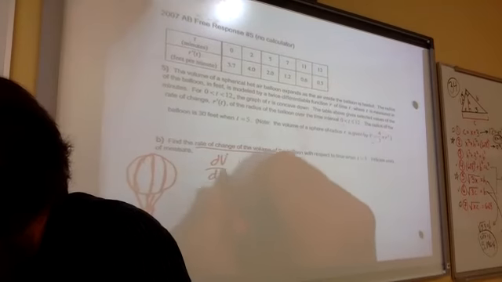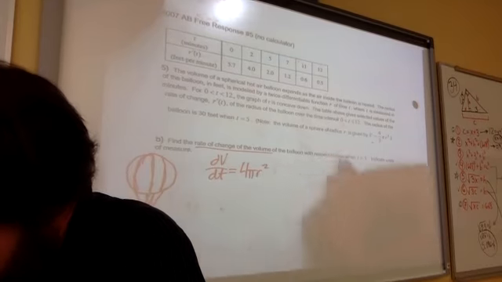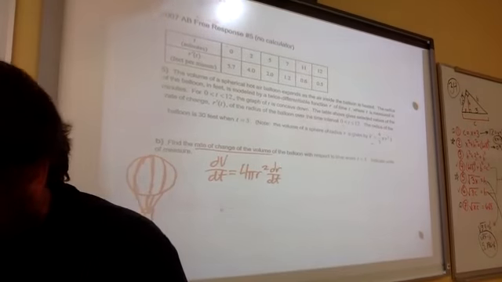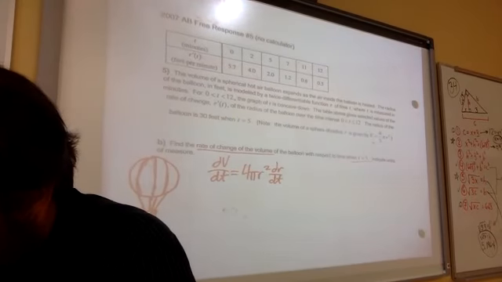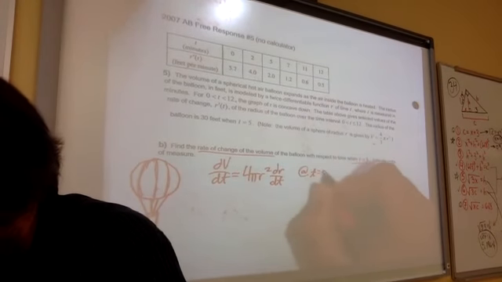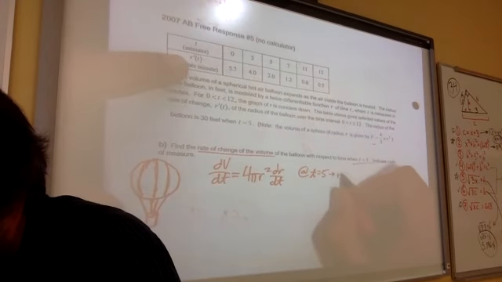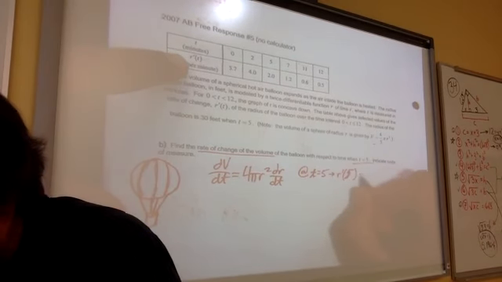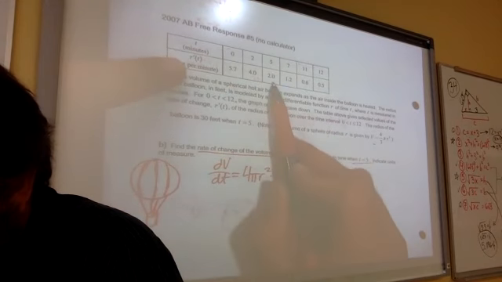dV/dt equals 4 pi r squared dr/dt. You should probably have this memorized by now. This is the third time today. When t equals 5, what's r prime? I could say r prime of 5. At t equals 5, r prime is 2.